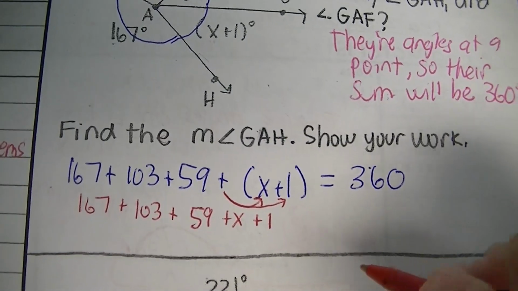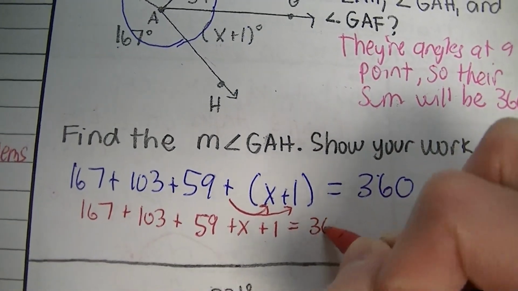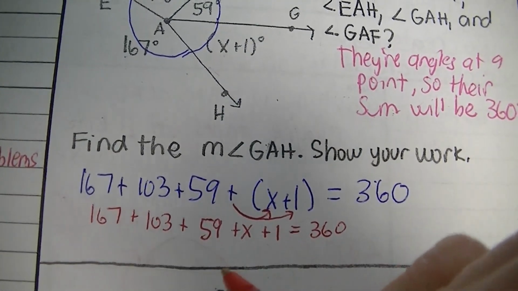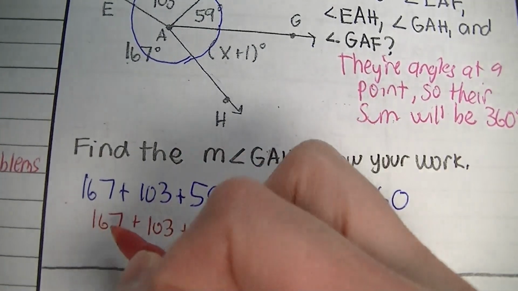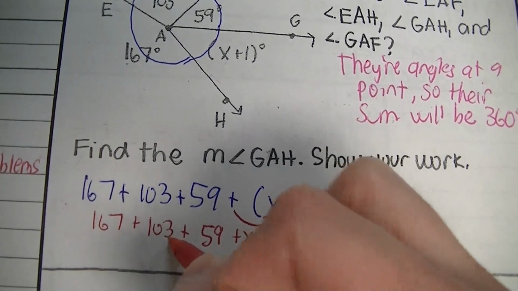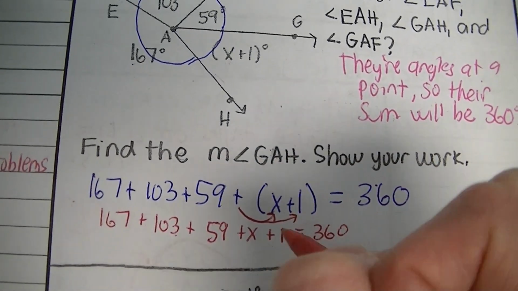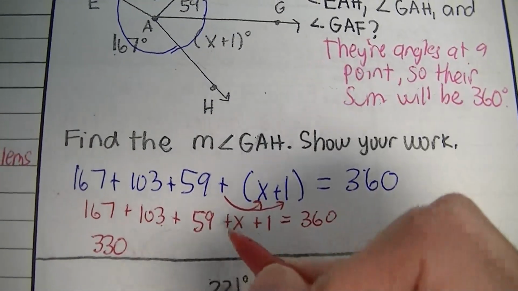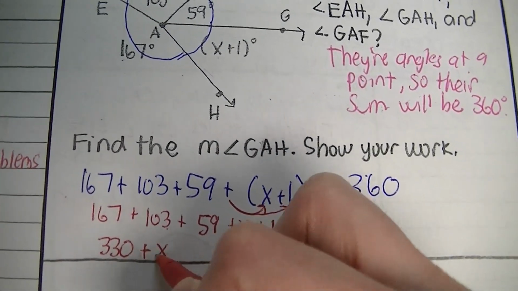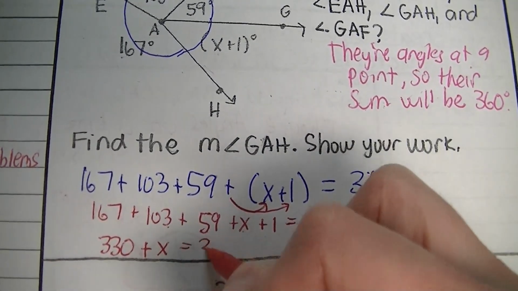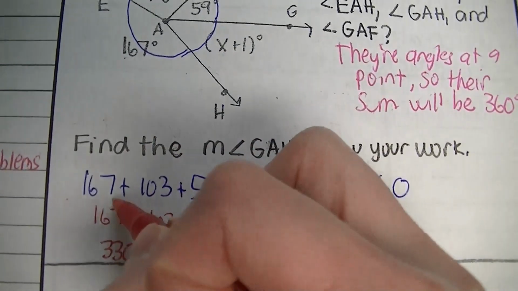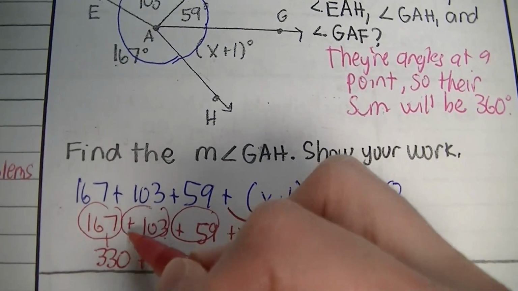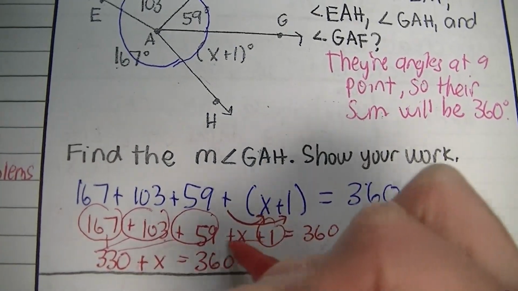Okay, now we have a bunch of constants on the same side of the equal sign that we need to add together. Let's go ahead and add that together. 167 plus 103 plus 59 plus this 1 has a sum of 330. And then bring down your x and your 360 and your equal sign, okay? So this plus this plus this plus this equals 330 degrees.